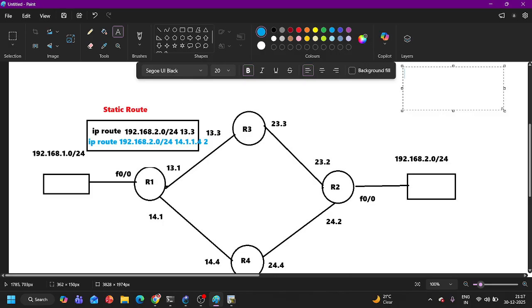Sir, like the static route, we can change the AD value for the backup path. Is it possible for the dynamic routing protocols also? Yes, definitely. All dynamic routing protocols will use the default AD value, but if you want to change it, you can do that. If you want to prefer RIP or OSPF, you can do that. Okay, sir. Thank you.